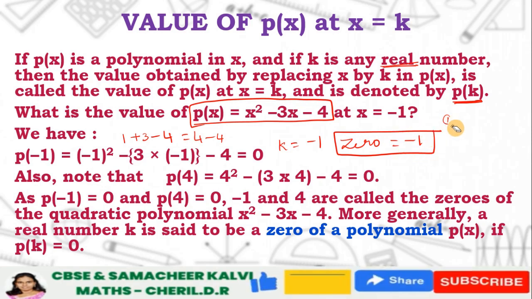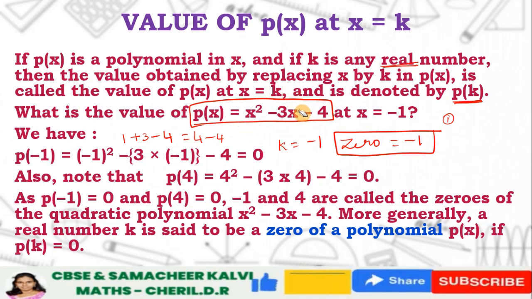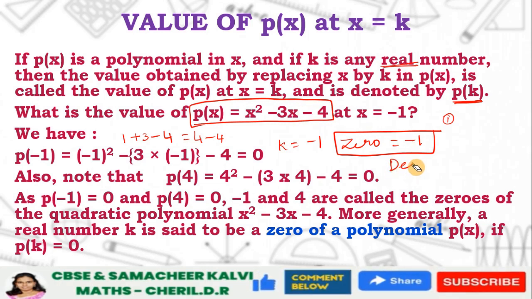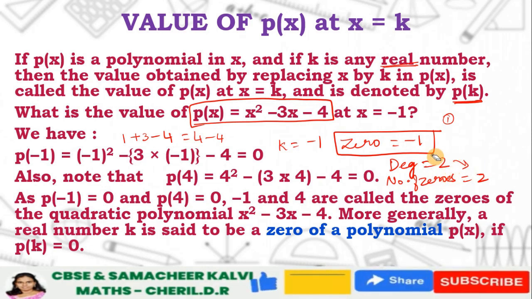So can this happen only for one value? No, it cannot. It can happen even for more than one. And basically here you see that even for p of 4 you are going to get the same. See, how you can remember is that based on the degree of the polynomial, you will get the number of zeros. If the degree is 2, then the number of zeros will also be 2. So that you should remember, the degree will be equal to the number of zeros in a given polynomial.